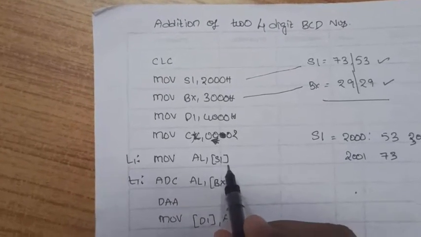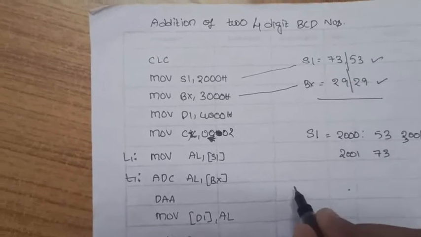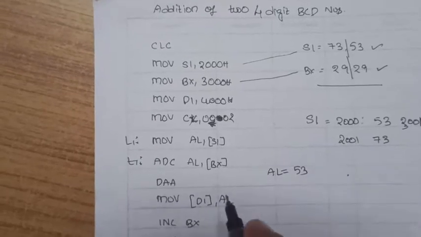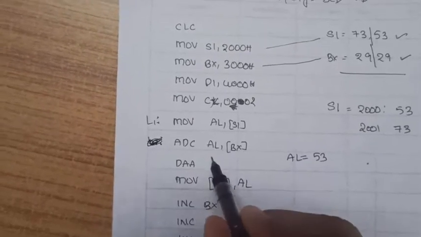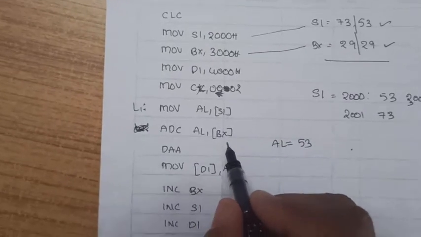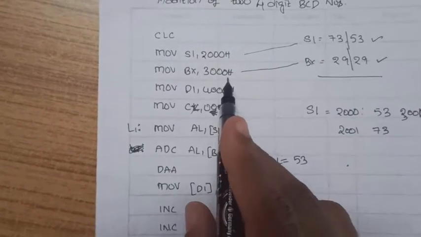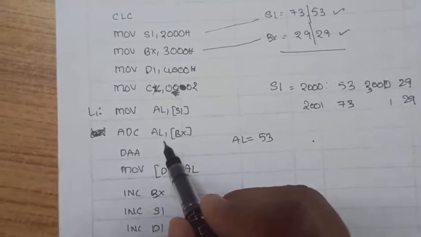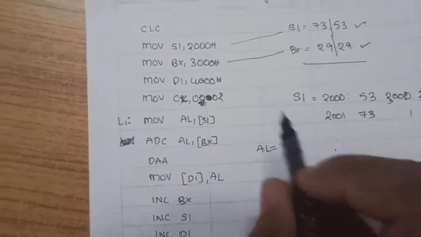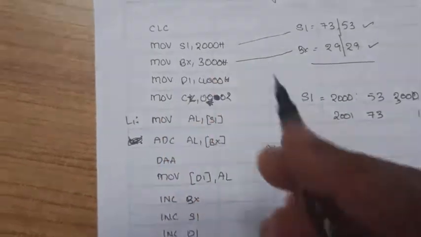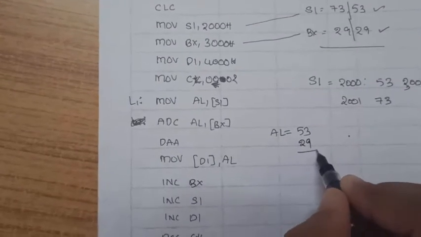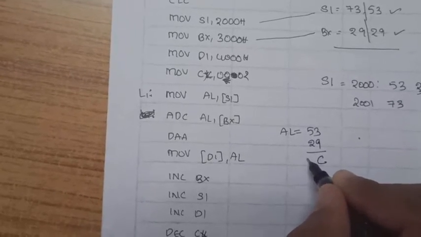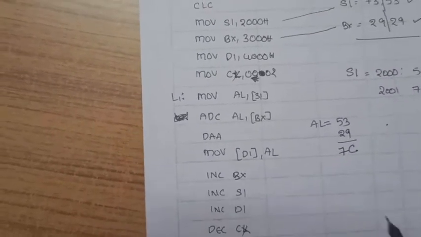So first MOV AL, [SI] represents the first data, which is 53, will be moved into AL. After this the instruction is ADC AL, [BX]. The brackets represent the memory location. What is BX? 3000. In 3000 what is the data available? 29. This 29 gets added with AL. Including carry, here the carry is already cleared, so there is no carry to be added. So now 29 gets added. What happens now? 9 plus 3 is 12, which is a C, and 5 plus 2 is 7.